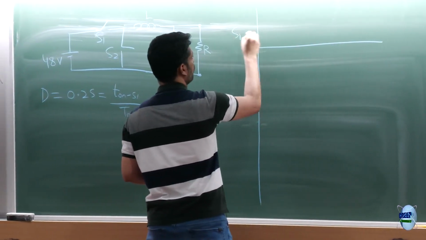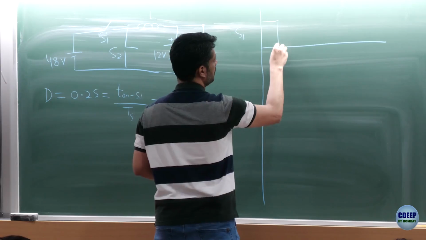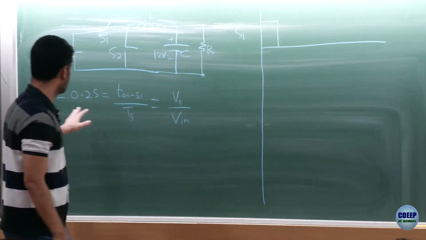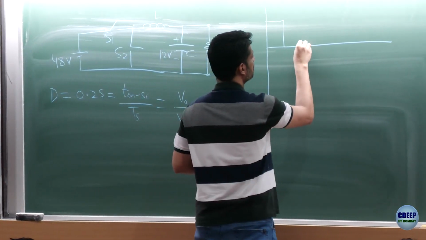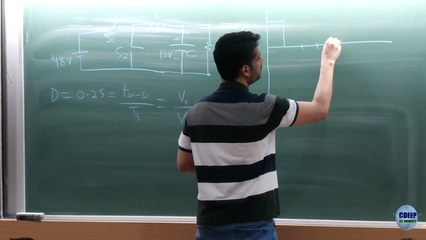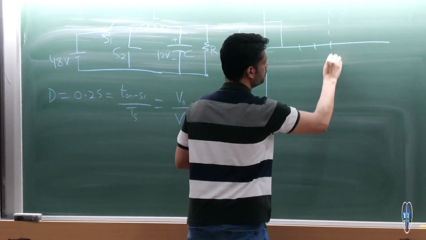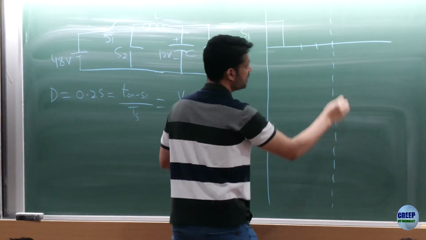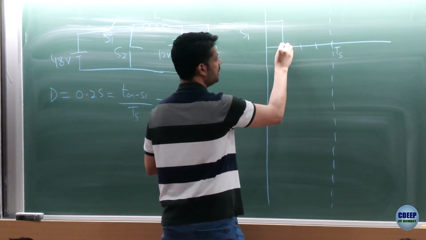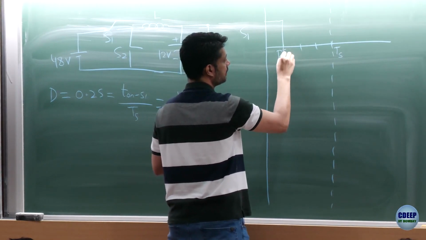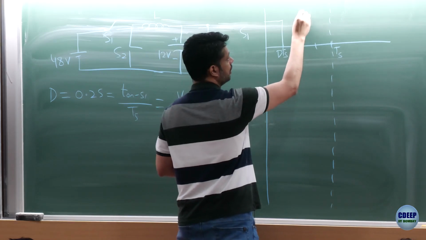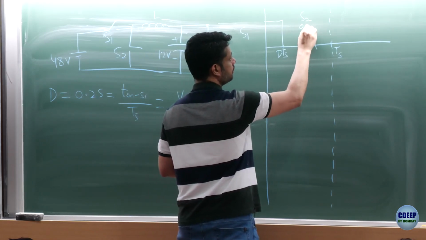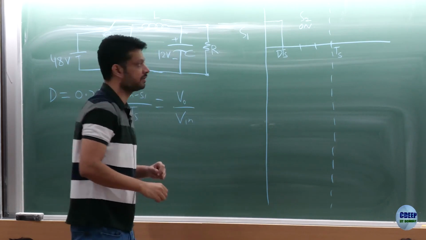When S1 is on, now let us try to draw almost based on D equal to 0.25 so that you get a better picture. So this is 1, 2, 3, 4. And this is your Ts, this is your D times Ts, this is your S1 on, and in this period your S2 is on, right, because S1 is off.